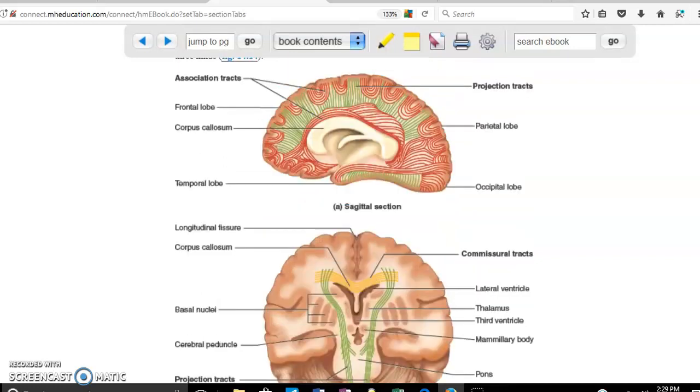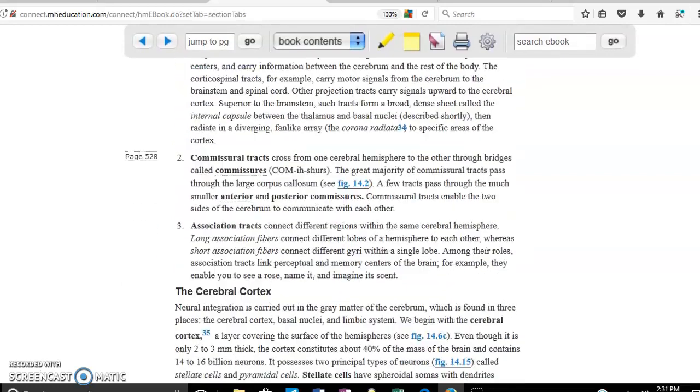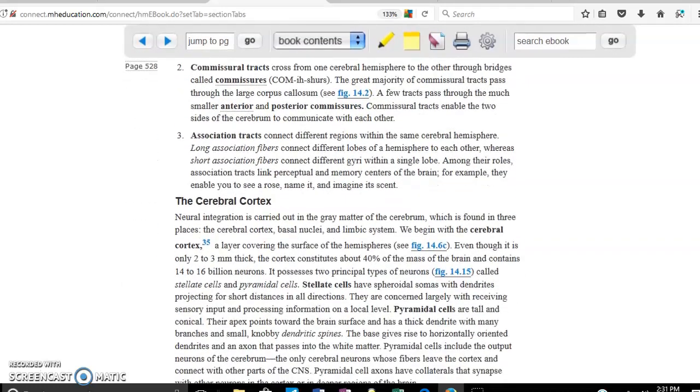white matter. But projection tracts are not the only tracts that you have. You also have other tracts, which are the axons that communicate one hemisphere to the other hemisphere. Those are going to be called commissural tracts, and that's what you see right here in yellow. You also have other tracts that are going to communicate different areas within the same hemisphere. So for example, this part with this part, and those are going to be called association tracts. If you scroll down, you can see the projection tracts, commissural tracts, association tracts.